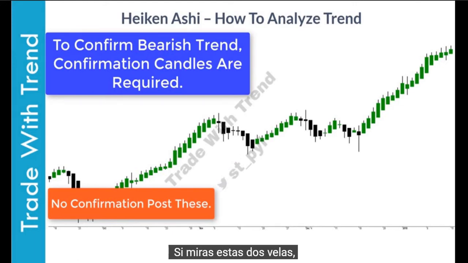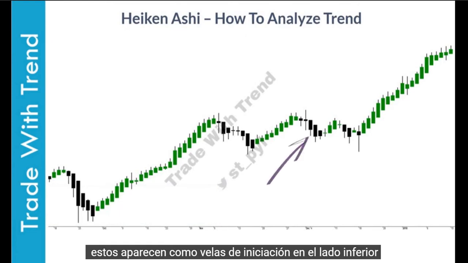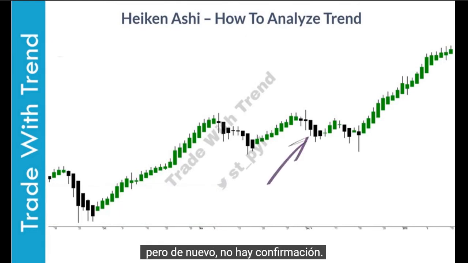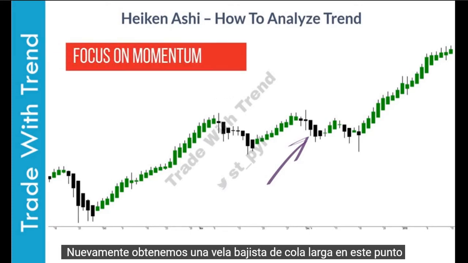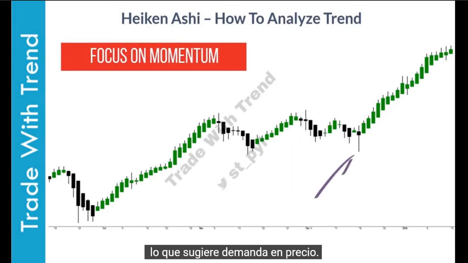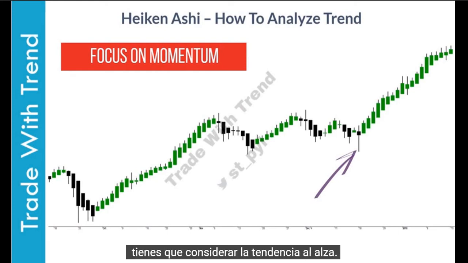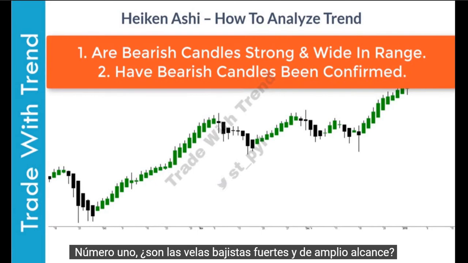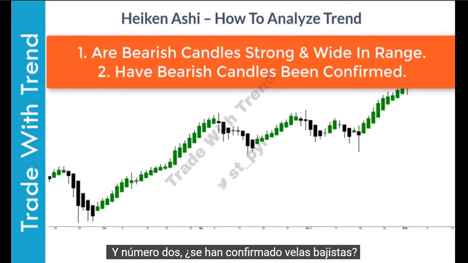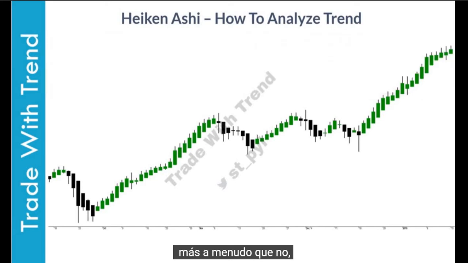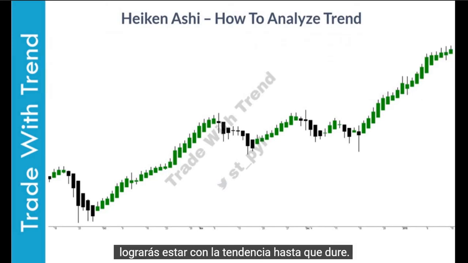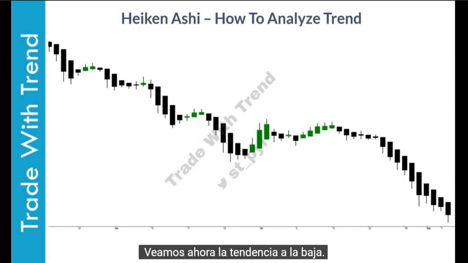If you look at these two candles, these appear as initiation candles on the downside, but again there is no confirmation. We again get a long tail bearish candle at this point, which suggests demand in price. Price then moves higher in the direction of trend. There are two important things you have to consider in an uptrend. Number one, are bearish candles strong and wide in range? And number two, have bearish candles been confirmed? If you ask these two questions in an uptrend, more often than not, you will succeed in being with the trend till it lasts. Let us now look at downtrend.